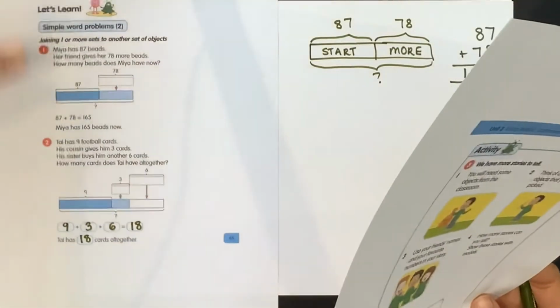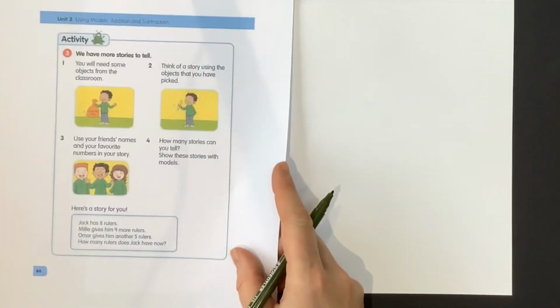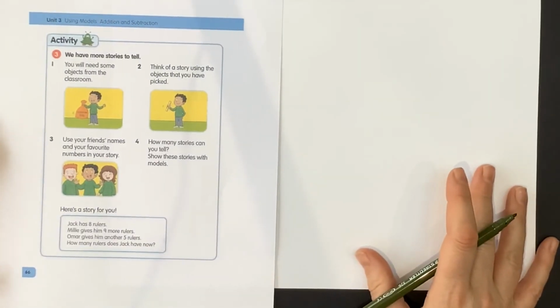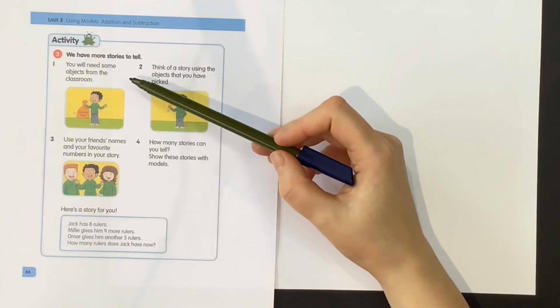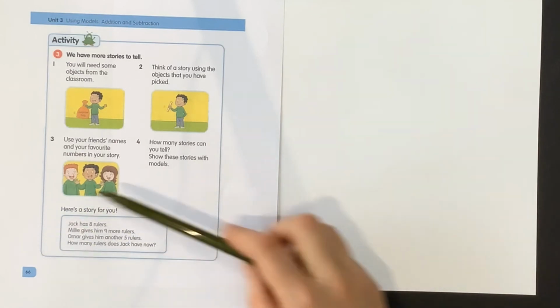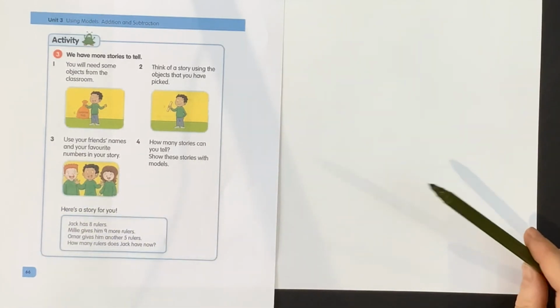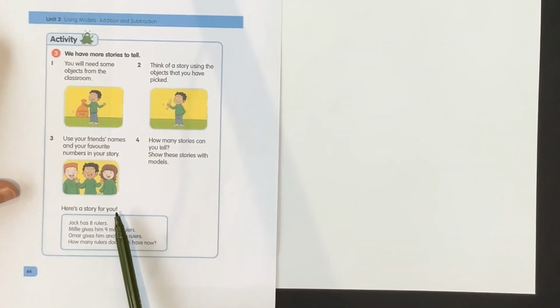Now, before we do some practice from you, I think we need to do a little bit more of our own. So this is what we're going to do today to work out our own calculations. So it says we have more stories to tell. Now it does say here you need objects from the classroom and you'd think of a story. Now if you're in school you might be able to do that. If you're at home, of course you can use objects from home. So I'm going to make one up for you using this example here. Then I'm going to do one with you and then I'm going to give you what you're going to be doing today. So let's see what story they've come up with for us.